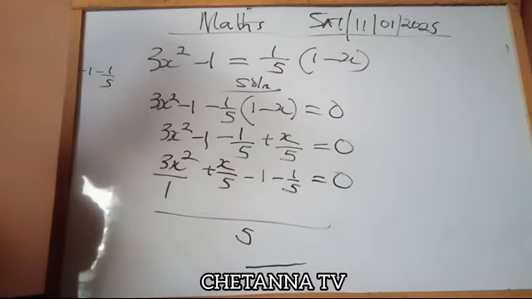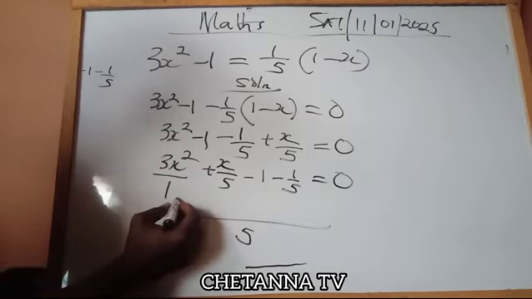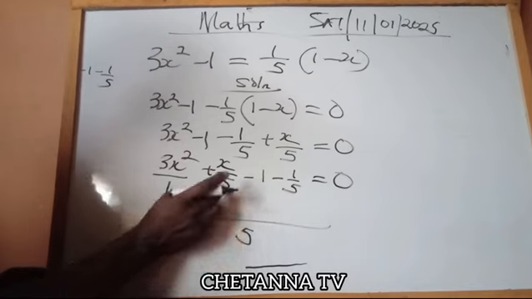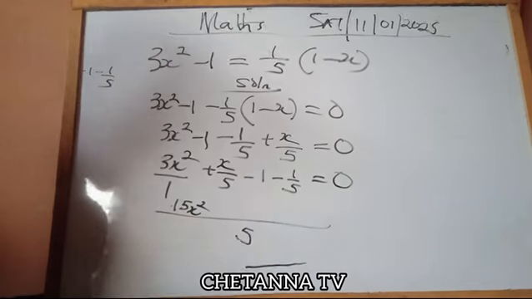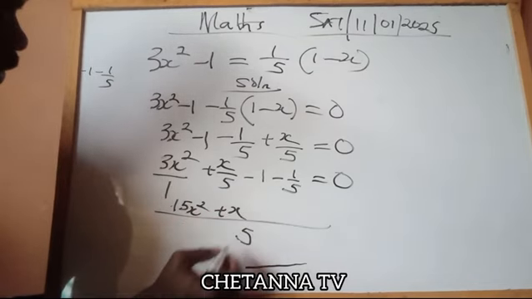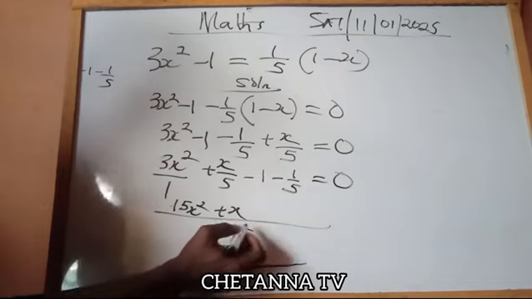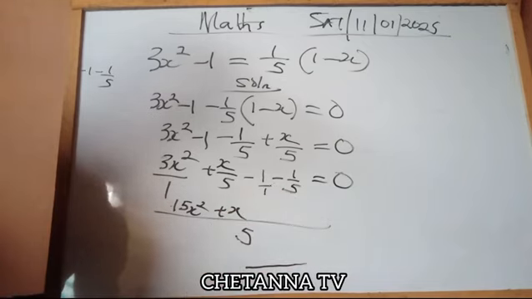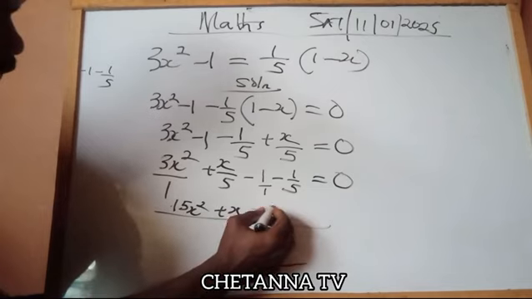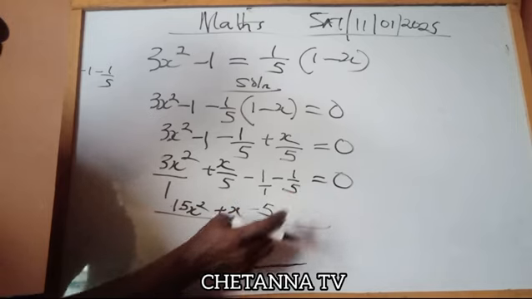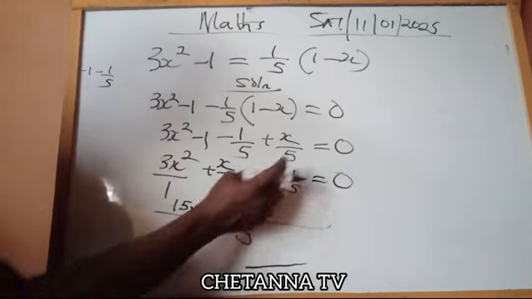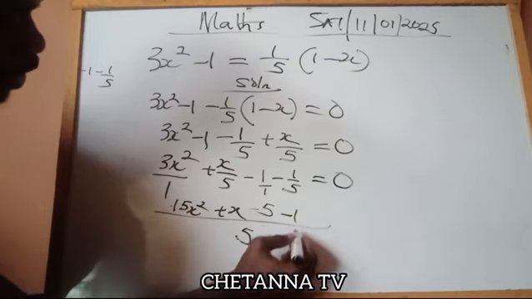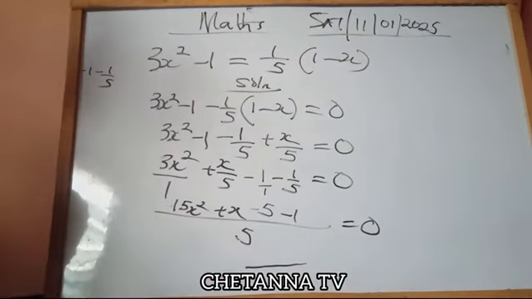1 divided by 5 times 3x squared. That's 15x squared. Good. 5 divided by 5 is 1, times x, plus x. Hope you know that this 1 here, 1 divided by 5, 5 times minus 1 is minus 5. 5 divided by 5 is 1, times minus 1 is minus 1, is equal to 0.